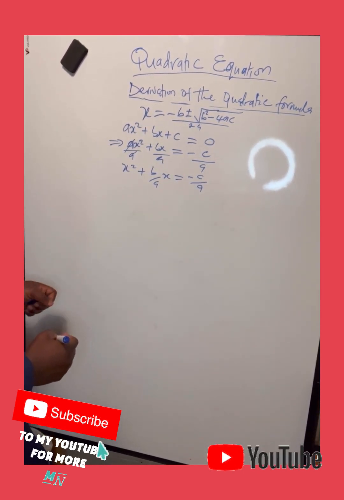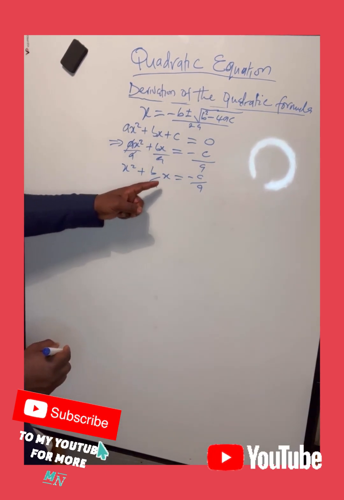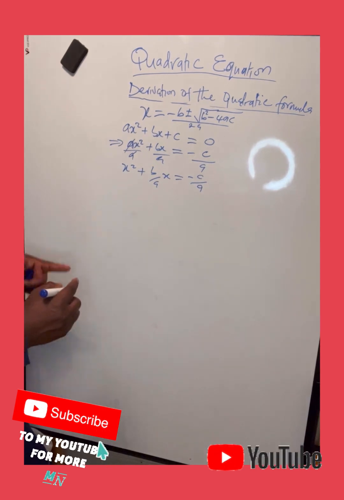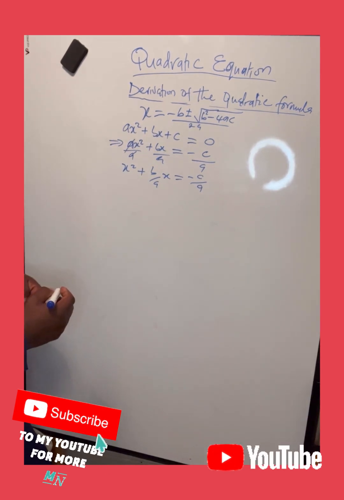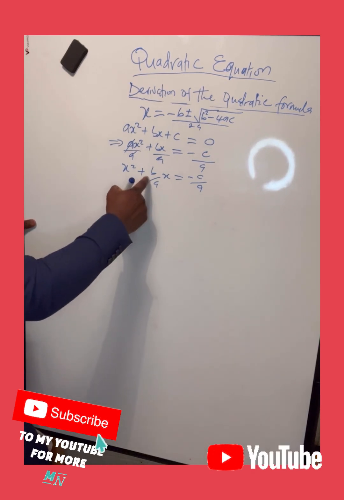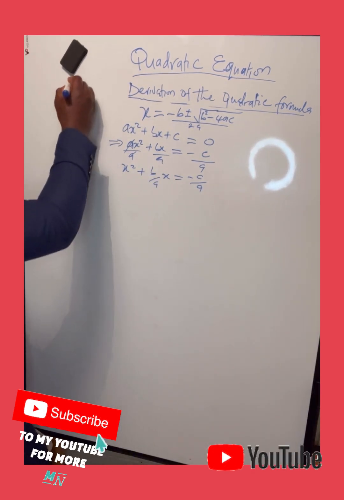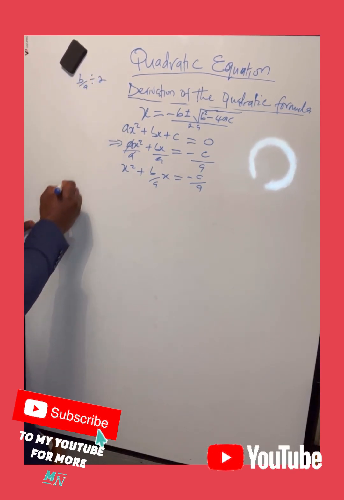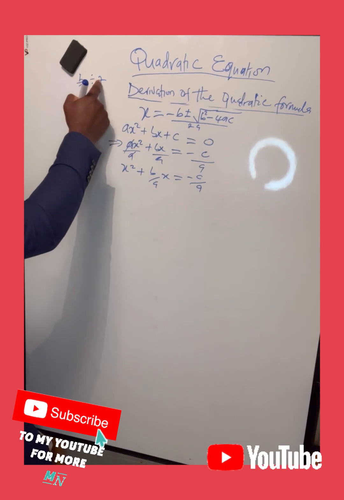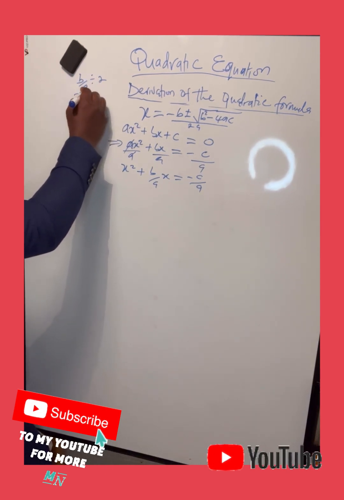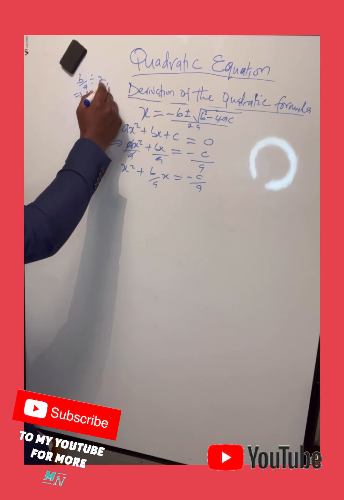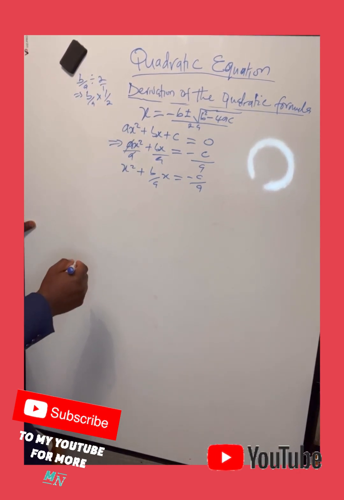The next thing to do is to find half of the coefficient of x, which is b over a. Find half of it, square it, and add it to both sides of the equation. So how do I get half of b over a? This is how to get it: b over a divided by 2. In fractions, you remove this division and put multiplication. 1 will go up here, 2 will come down. That's the law in fractions.